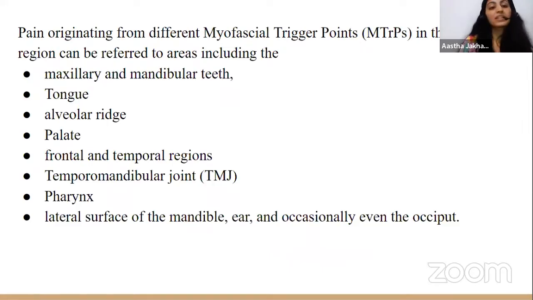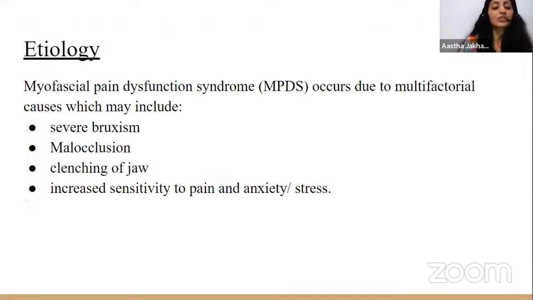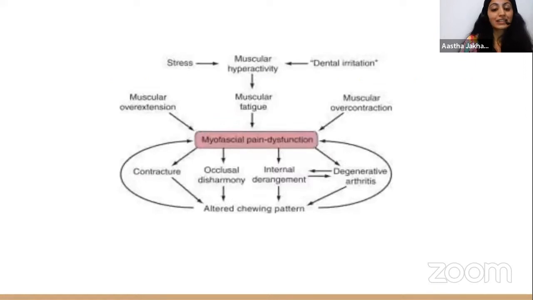The pain from these MTRPs can radiate to maxillary, mandibular teeth, tongue, alveolar ridges, palate, frontal and temporal regions, pharynx, TMJ, and even the occiput, ear, and the lateral surface of mandible. Etiology could be severe bruxism, malocclusion, anxiety, stress, clenching of jaws, and increased sensitivity to pain. So there is a cycle that shows how myofascial pain dysfunction is caused by stress, dental irritation.